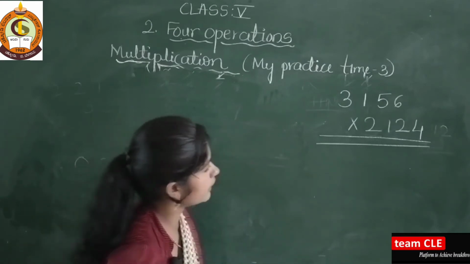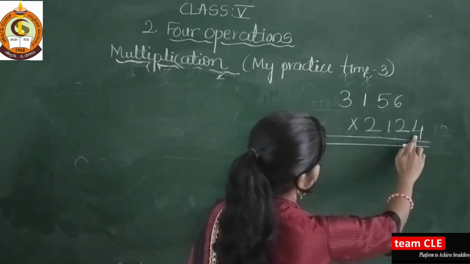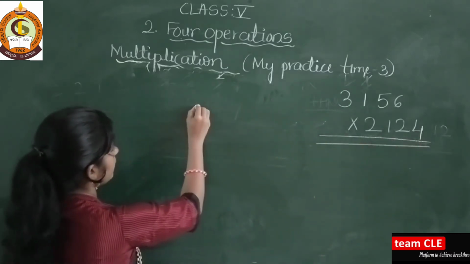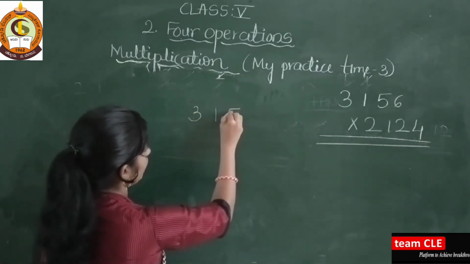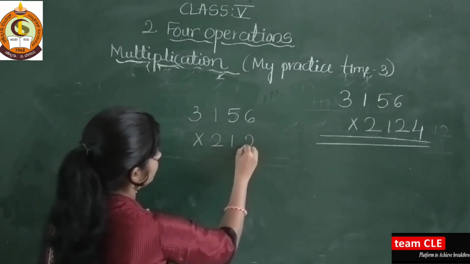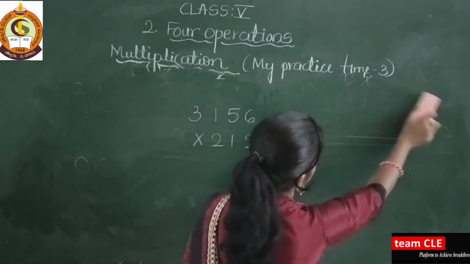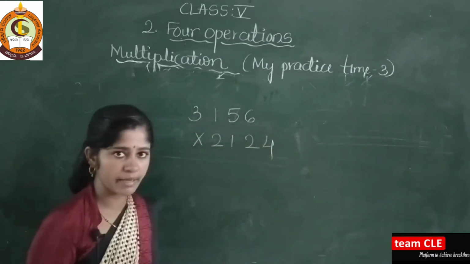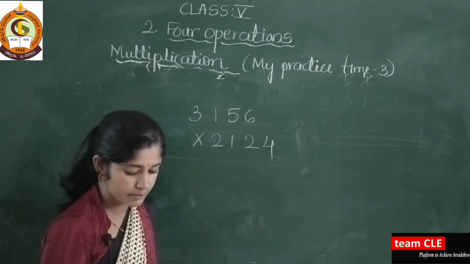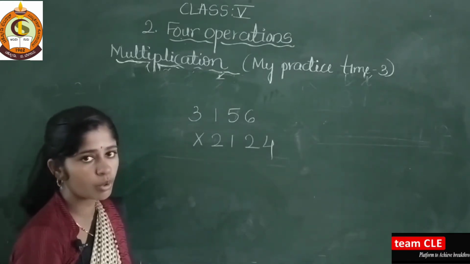See here. Next, again a 4 digit by a 4 digit number. First I will write that number here: 3156 into 2124. Okay, so I took these examples from your My Practice Time 3, page number 97. For this you need to practice more and more.